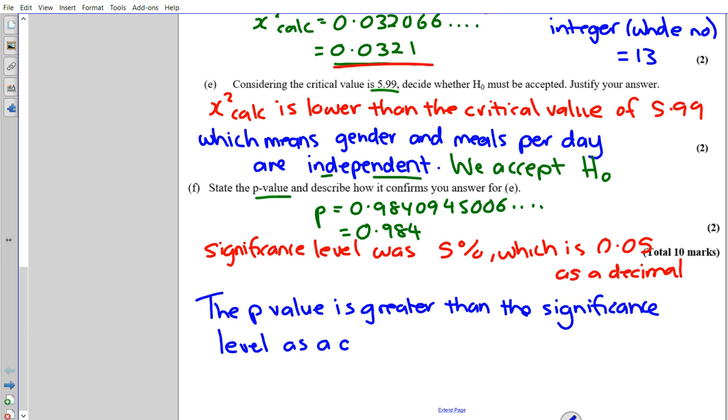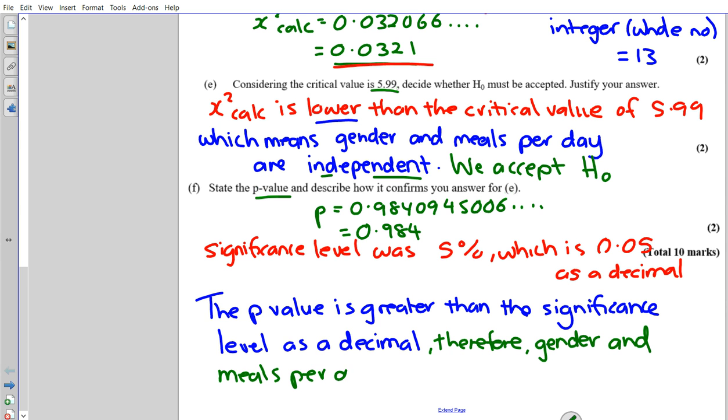So for the outcome of the p-value, if your p-value is greater, then that still means they're independent. If your p-value is lower, then it means they're dependent. So it's the opposite of the chi-squared. If your calculator on the chi-squared said that it's higher, so sorry, in this case it said it's lower, that means they're independent. And vice versa. If the p-value says it's greater than the significance level as a decimal, that means they're independent. Therefore, we can say gender, and so of course it's going to back up what the chi-squared says. Gender and meals per day are independent.